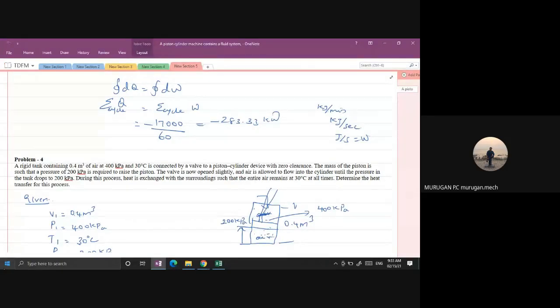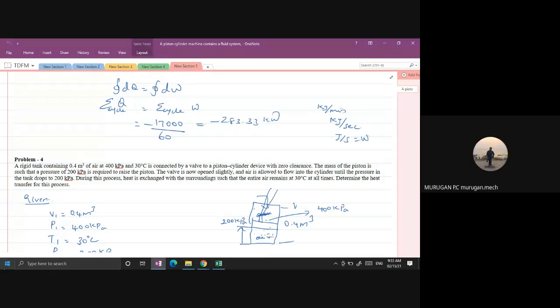A rigid tank containing 0.4 cubic meters of air at 400 kilopascal, 30 degrees Celsius, connected by a valve to a piston cylinder device. ராஜாக்கா, கொஸ்டினை வாசிக்க வேண்டாம், நீங்க மீனிங் மட்டும் சொல்லுங்க. கொஸ்டின்ஸ்ல என்ன கொடுத்திருக்காங்கங்கிற அந்த மீனிங் மட்டும் சொல்லுங்க. 30 degrees Celsius வந்து ஒரு piston cylinderோட valve கனெக்ட் பண்ணிருக்காங்க சார்.